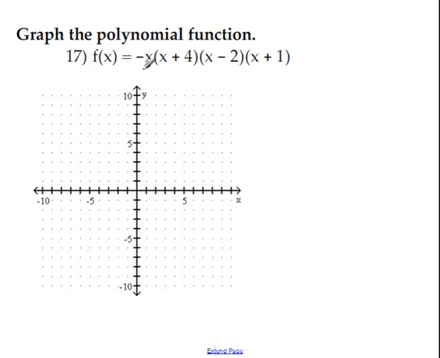I got something out front, that's a 0. Positive 4 here means negative 4. Positive 2 and negative 1. Remember, we change all of our signs. So then we can go ahead and plot those out here. Negative 4, positive 2, and minus 1.